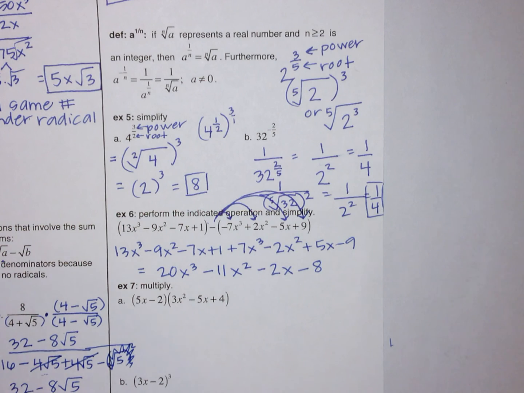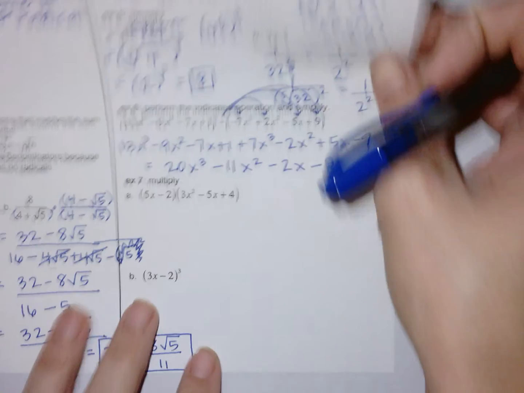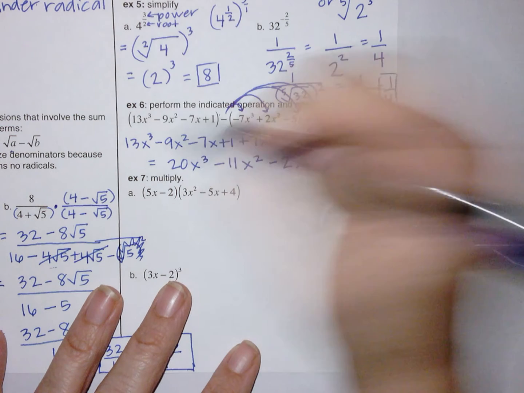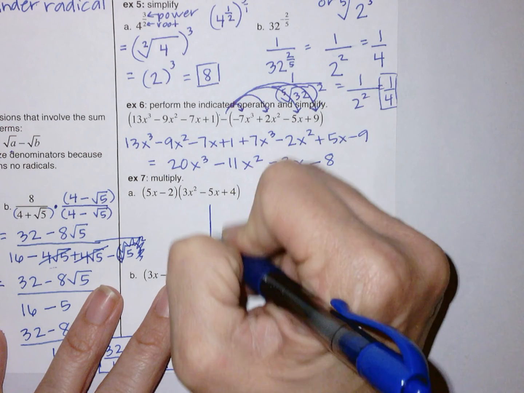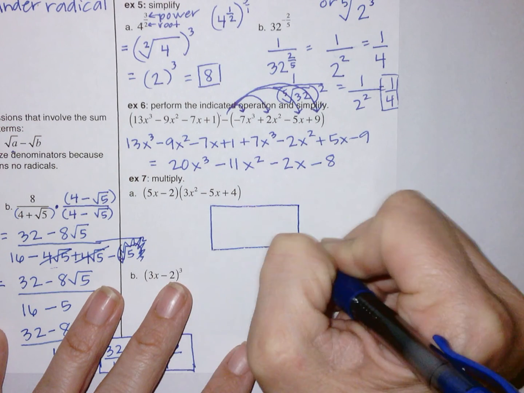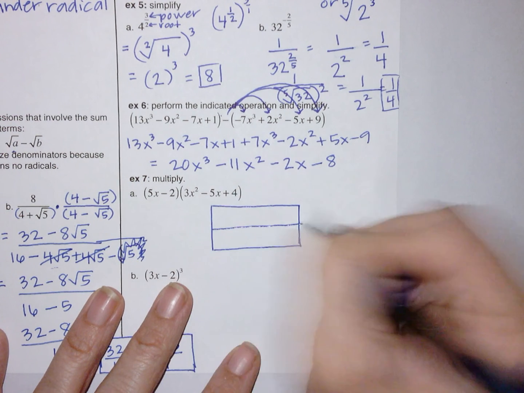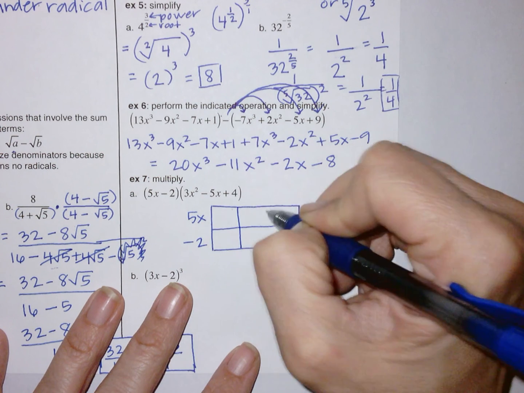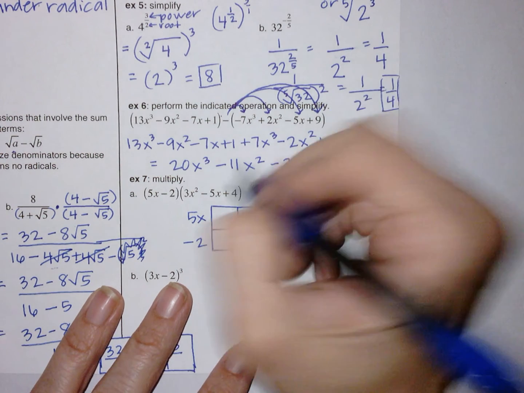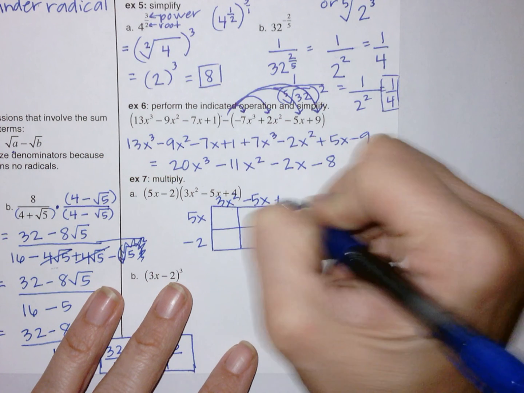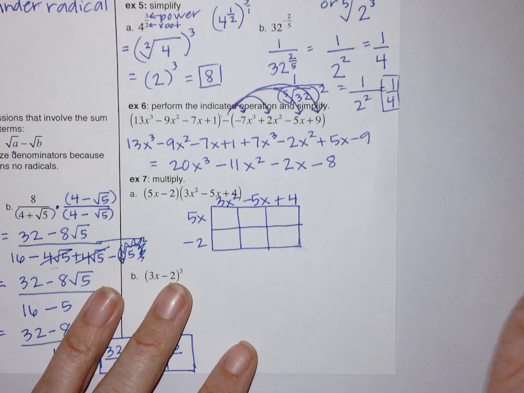For example 7, this is just multiplying, so I'm going to show you guys the box method, which some of you have already learned, but basically because I have two terms here, I'm going to do 5x and negative 2. And this is just a way to organize. Some of you don't need this, but some of you it's just helpful. Like if you're prone to making tiny mistakes, then you should take the time to make sure you don't make them. And that might be me making this box.